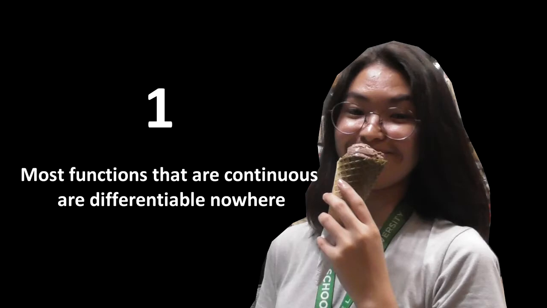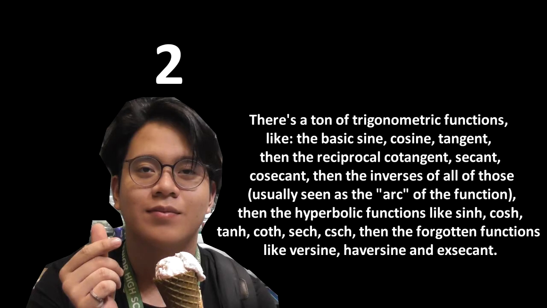Hey, let's stop for a moment because there are interesting facts about functions. Here are a few. 1. Most functions that are continuous are differentiable nowhere. 2. There's a ton of trigonometric functions like the basic sine, cosine, tangent, then the reciprocals cotangent, secant, cosecant, then the inverses of all those, usually seen as the arc of the function, then the hyperbolic functions like sinh, cosh, tanh, coth, sech, and the forgotten functions like the versine, haversine, and exsecant.